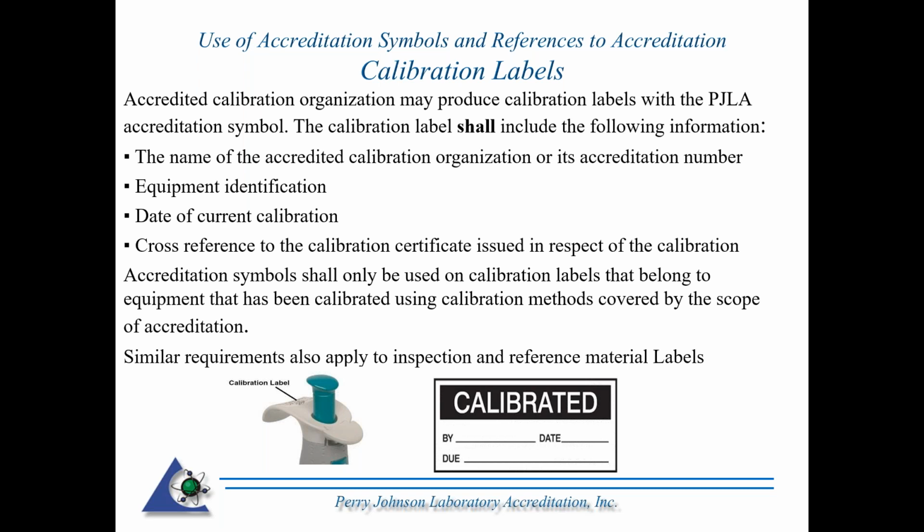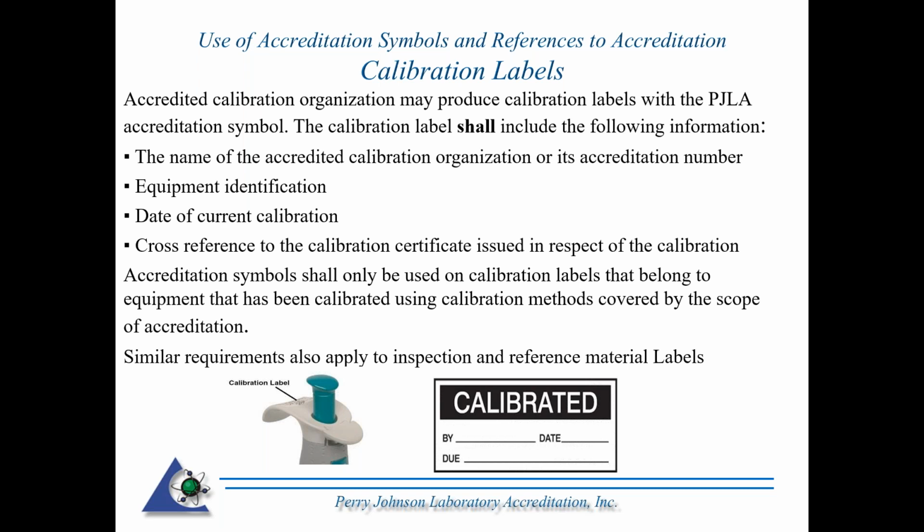That would include the name of the accredited calibration organization or its accreditation number. You have to identify the equipment that it was used on, the date of the current calibration, and a cross-reference to the calibration certificate. So you have to have a unique identifier for reporting the results. The calibration label would need to include a cross-reference to that report.